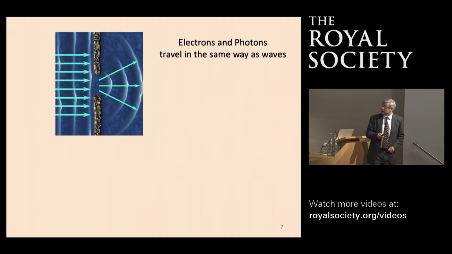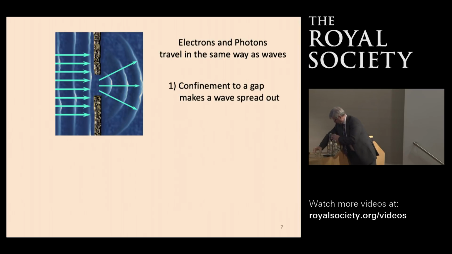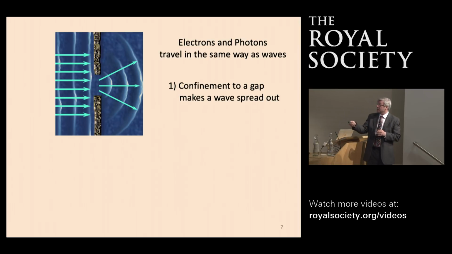So one thing that is true of the way that waves travel is if you confine a wave to a little gap, the wave will spread out. That's what's happened here. I should say, you won't observe this if the gap is extremely large. You notice it when the gap is of similar size to the distance between the crests of the wave. So this gap here is about the same size as the distance between the waves. And that's why the effect is easy to see here.